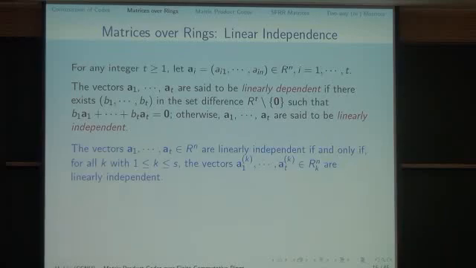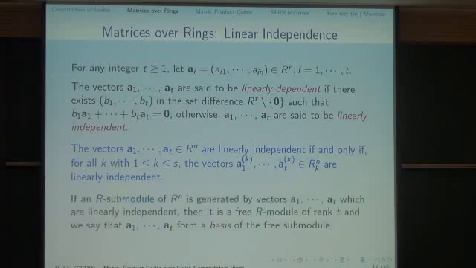And we can prove that the t vectors are linearly independent if and only if for all k, the t vectors are linearly independent in the local rings. And if an R-submodule of R^n is generated by t vectors which are linearly independent, then it is a free R-module of rank t, and we see that the t vectors form a basis of the free submodule.